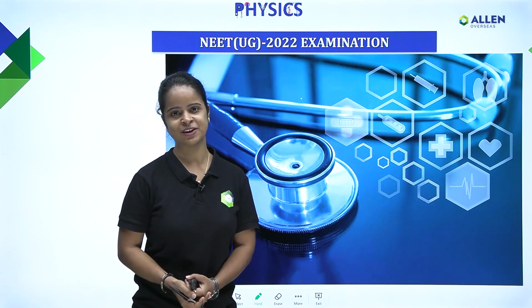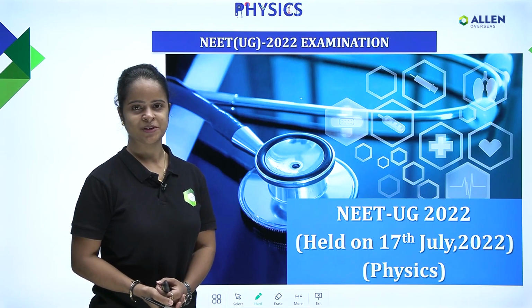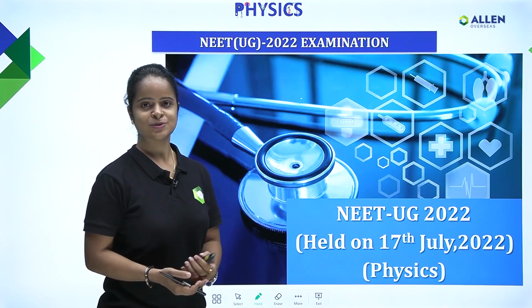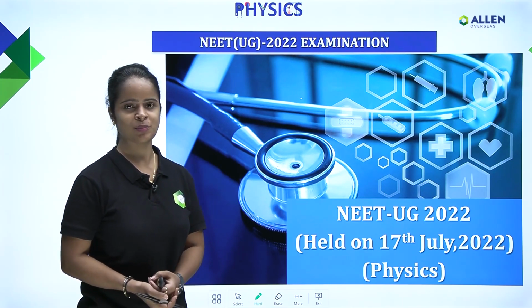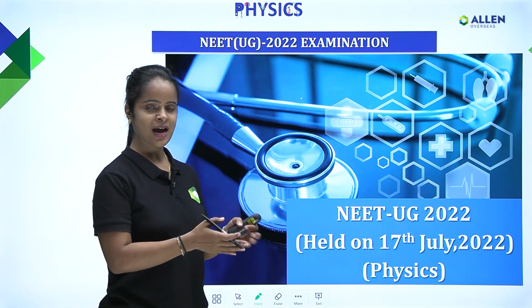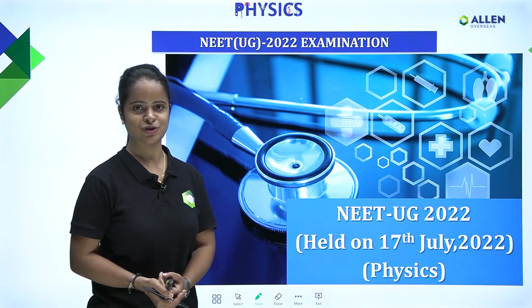The paper that you have taken on 17th July 2022, that is the NEET UG paper, right? So this year, especially in physics, the paper was okay. You can't say the paper was so easy, and at the same time you can't say the paper was so tough. It was just an average paper.